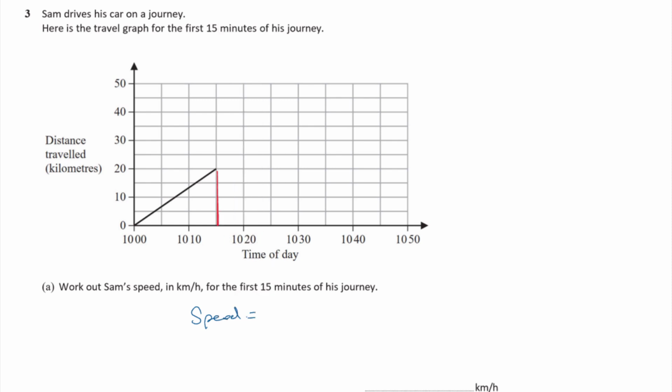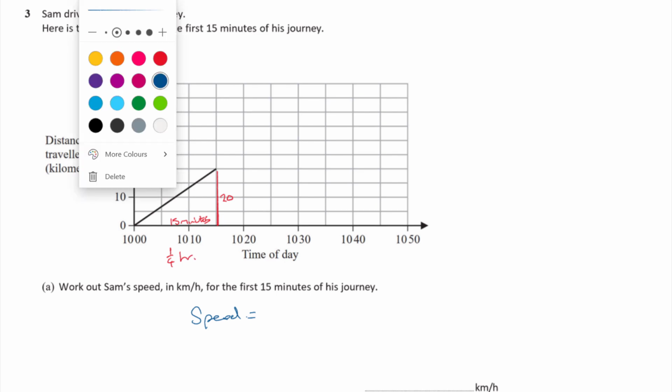So change in y, the difference between the y coordinates, is going from 20 down to 0. So that's a distance of 20, isn't it? And then the change in x, I've got from 10 o'clock to 10:15. Now presumably this is in kilometers per hour, so rather than writing 15 minutes, I'm going to convert that into a quarter of an hour. That's the same thing as 15 minutes, isn't it?